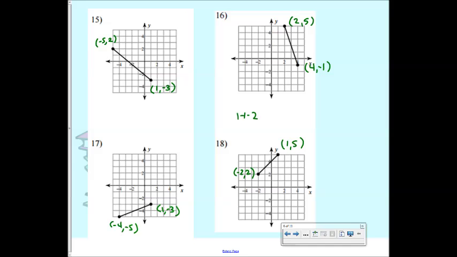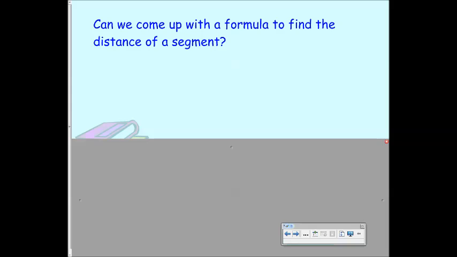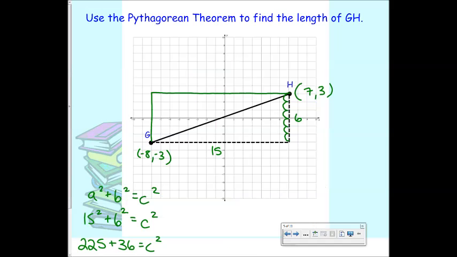So let's take a look at our Pythagorean theorem again. A squared plus B squared equals C squared. And let's go back for a second to this problem. If this is A squared, A was 15, right? How could we have gotten 15 mathematically? If we did not want to count 15, how could you have gotten 15 mathematically?